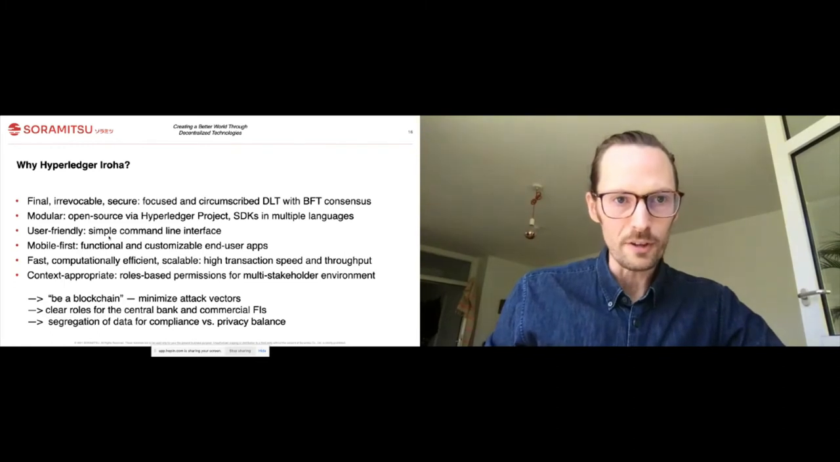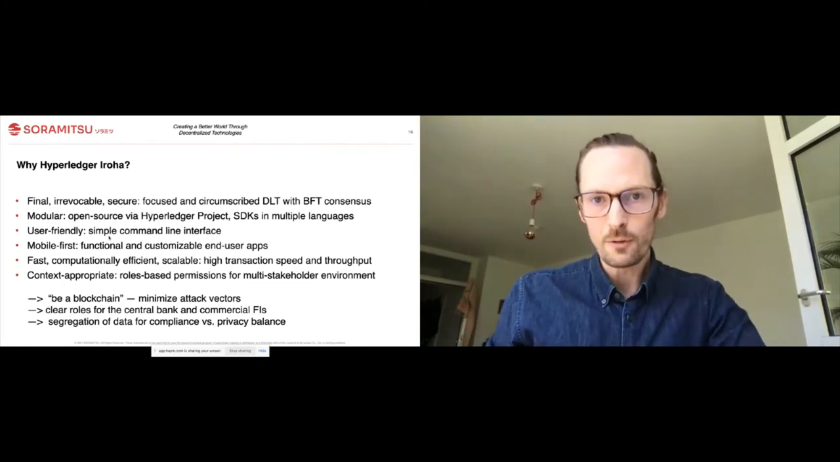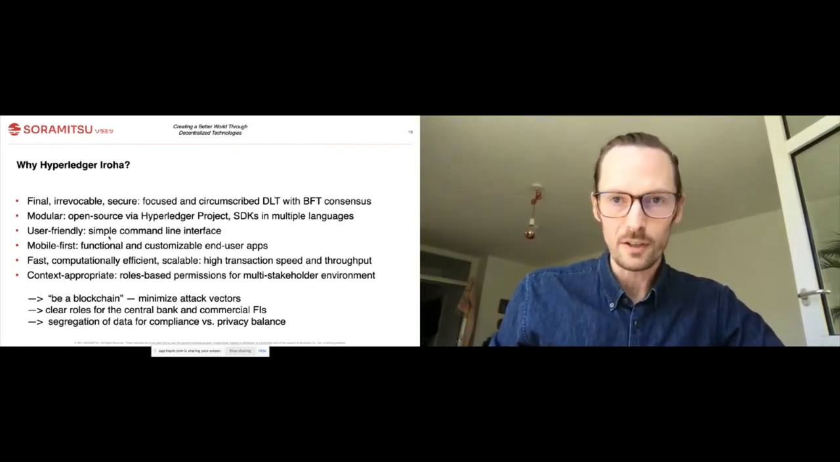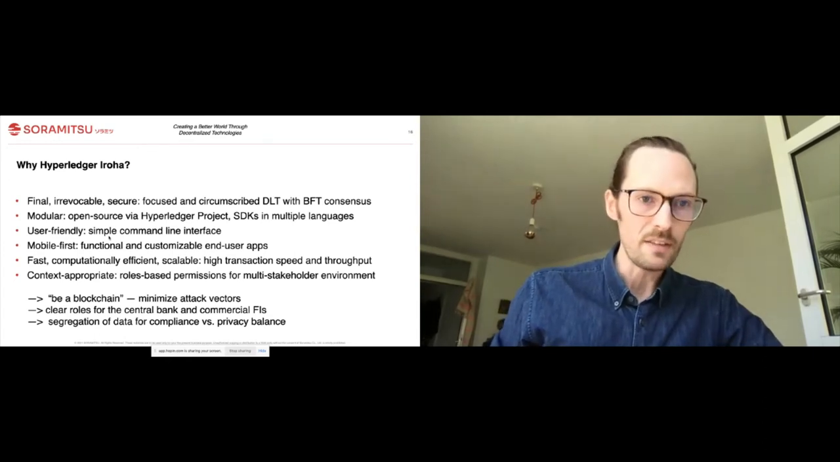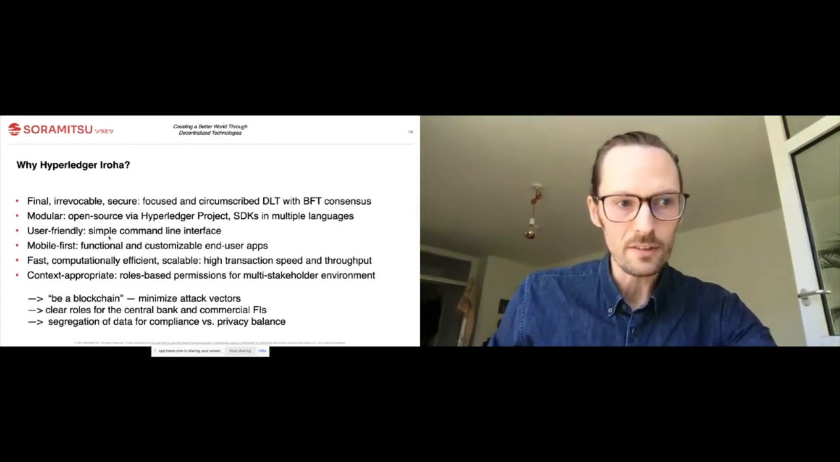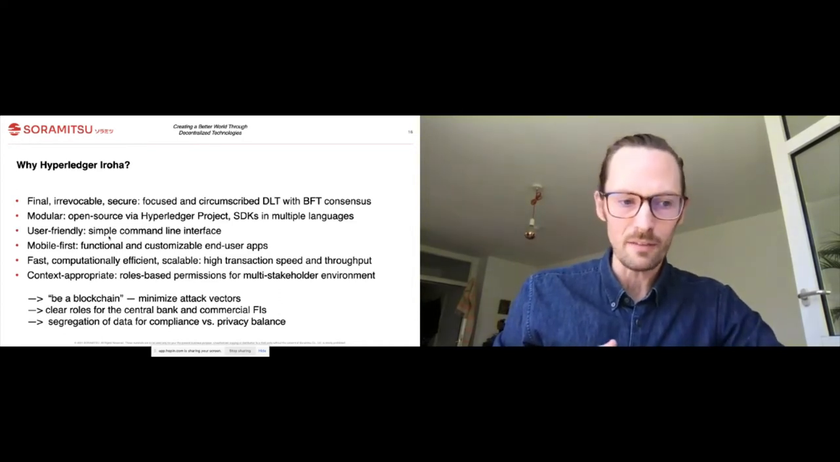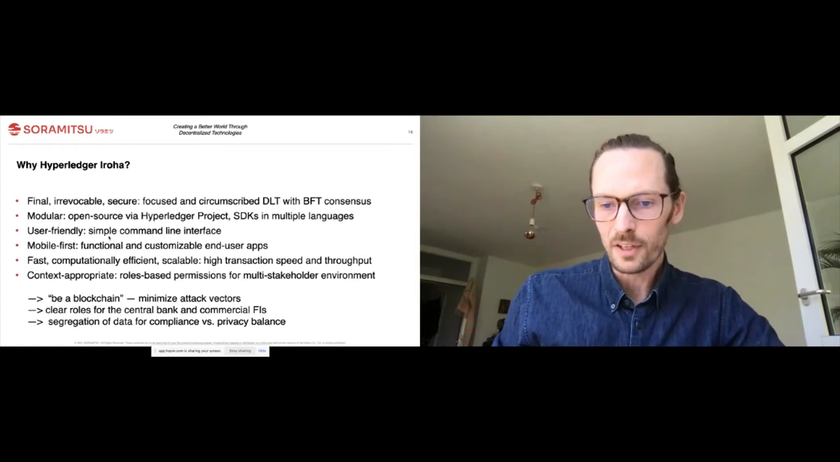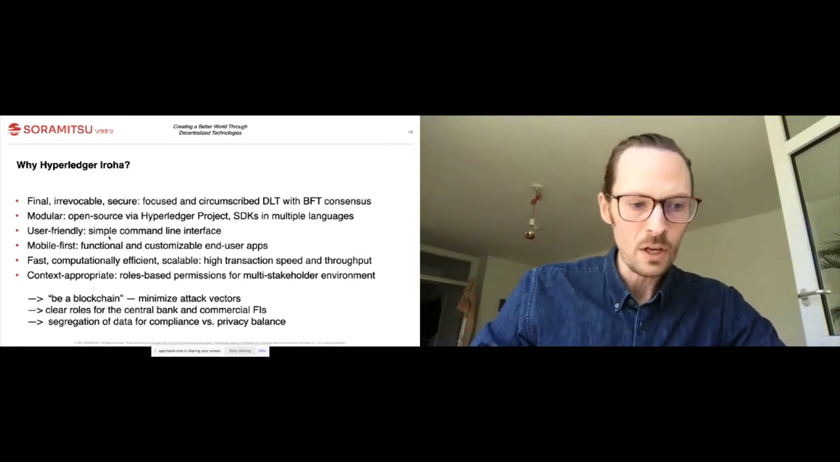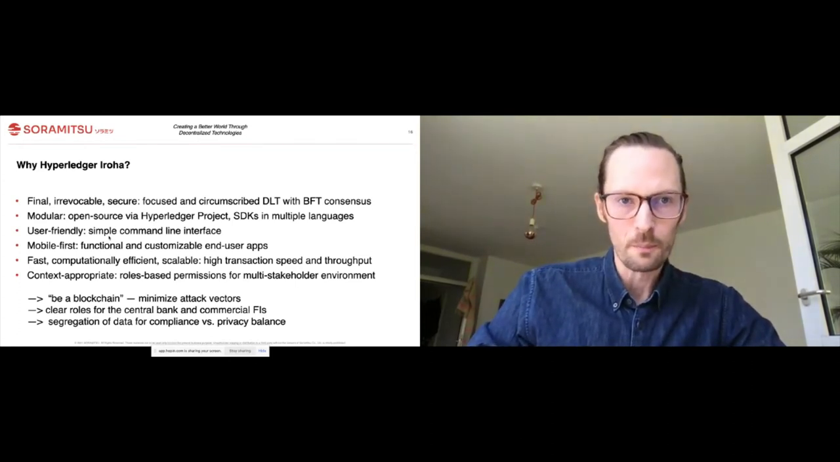Number two, it's modular. It's open source via the Hyperledger project. There are SDKs available in multiple languages. And the NBC, the National Bank of Cambodia, decided that this would be a benefit for them because they wouldn't be locked in to working with a particular company necessarily. Although they have been working with us regularly and we have a good relationship, they didn't want to suffer from lock-in on critical financial infrastructure.